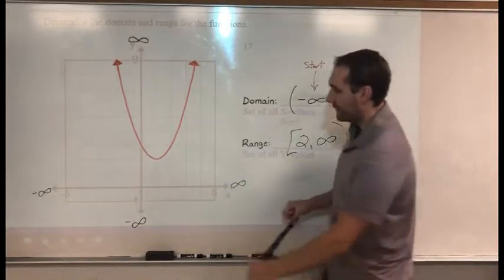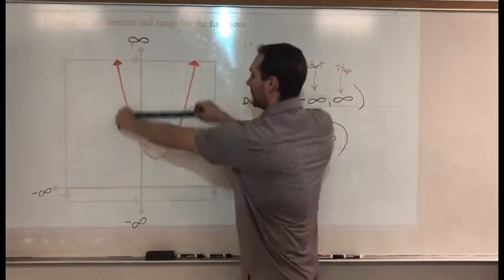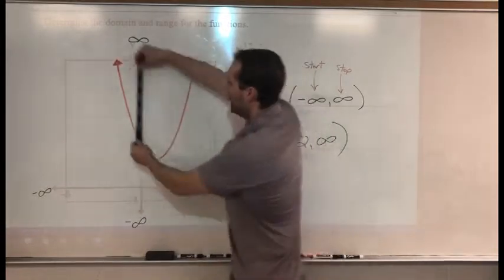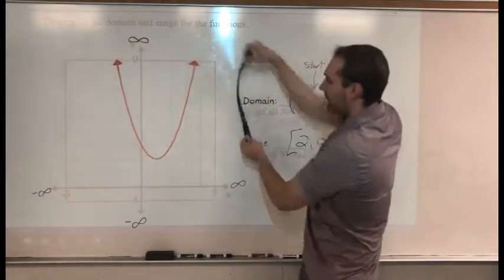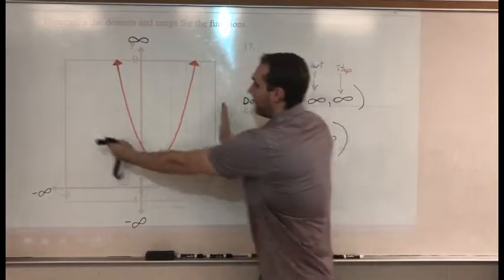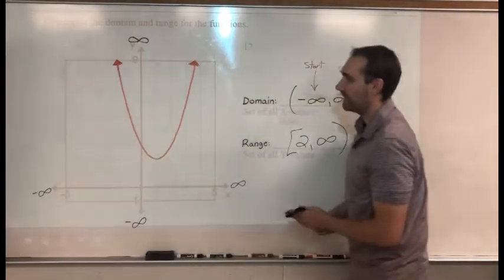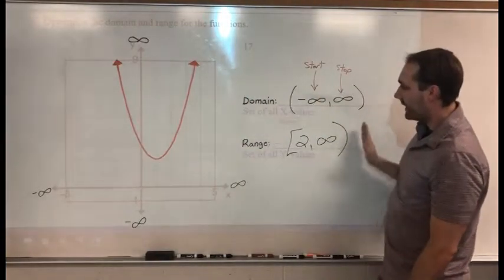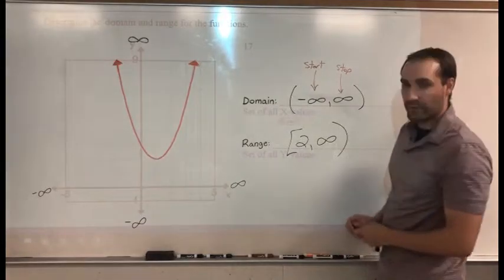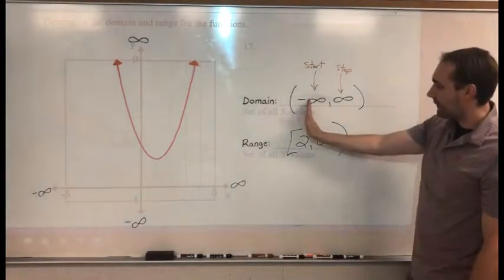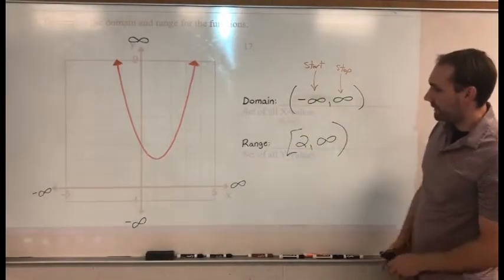So my range is going from 2 to infinity. Domain from -infinity to +infinity. So again, like I said, you're trying to box in your graph. Where is it contained? And this is how you would write it in interval notation, which is what we're going to do in this class. Your start value is going to be first, your stop value is going to be second.